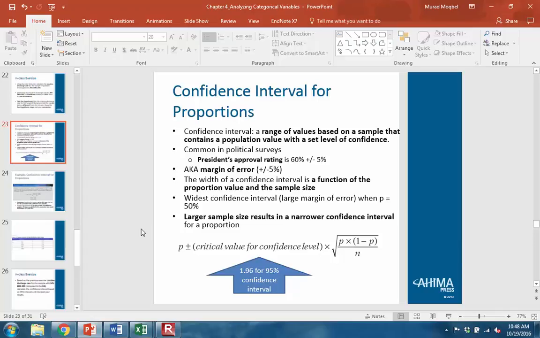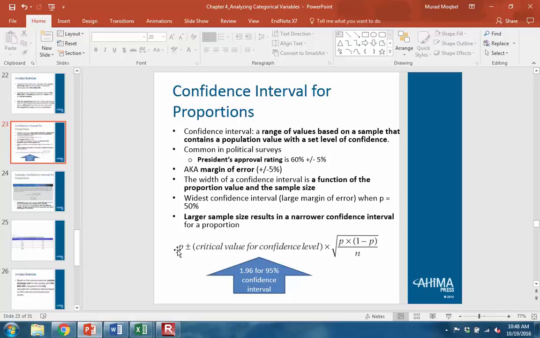So how can we make sure that we are more accurate in our proportion reports? The larger the sample size, the more precise our estimates of the proportion will be. That's why we always need to collect a large enough sample size in order to be precise in our estimation.